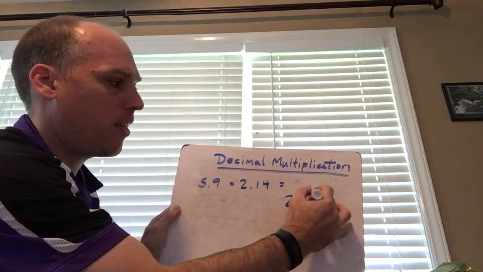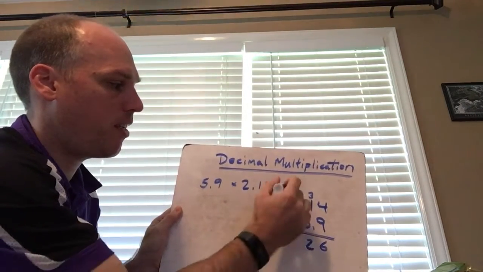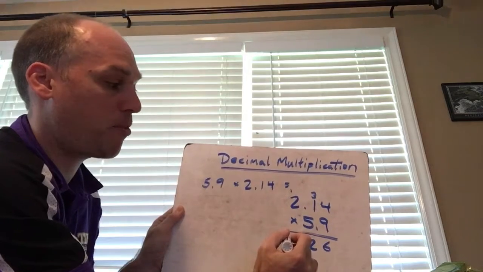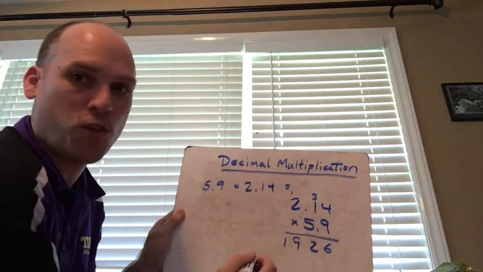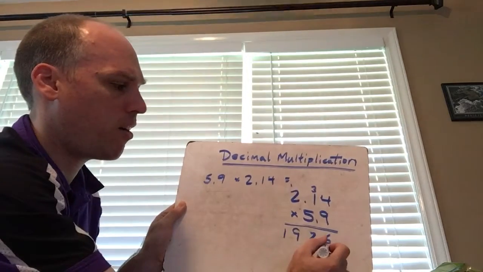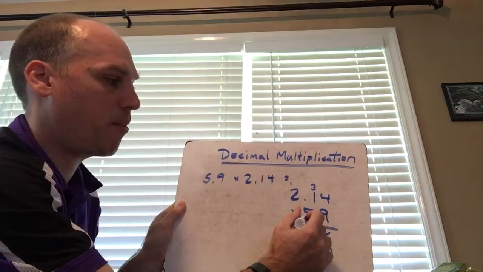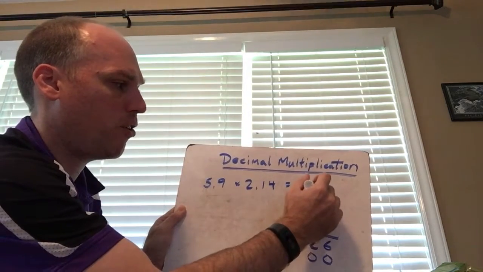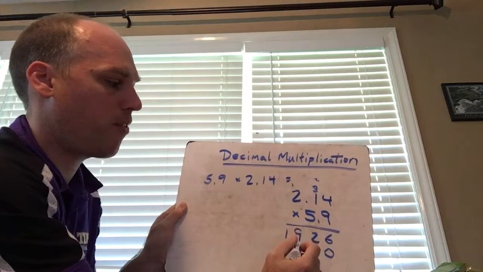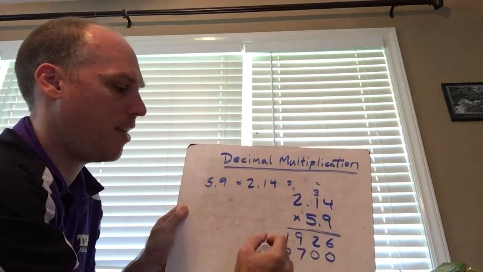Carry the 3. 9 times 1 plus the 3 is 12. Carry the 1. 9 times 2 is 18, plus the 1 is 19. Move to the place value over, and so we're going to put our 0 and multiply times 5. 5 times 4 is 20. Carry the 2. 5 times 1 is 5, plus 2 is 7. 5 times 2 is 10.